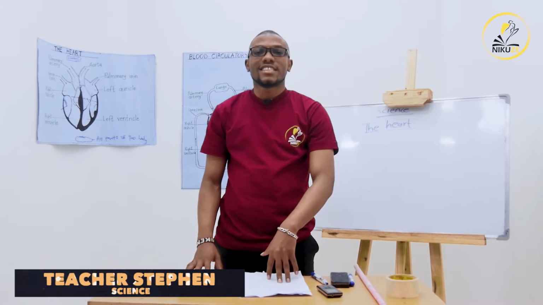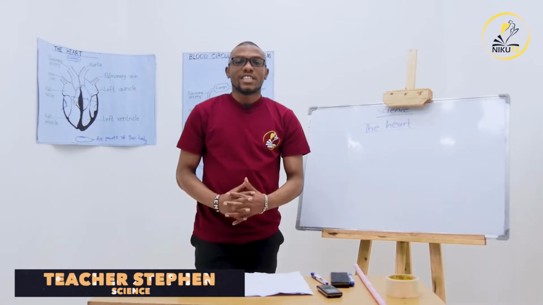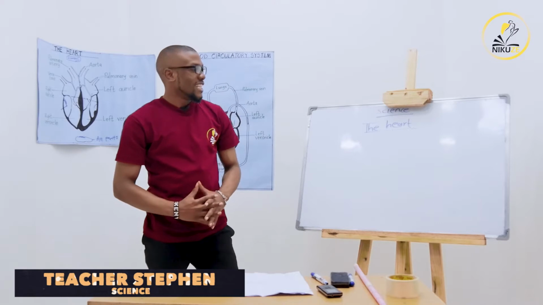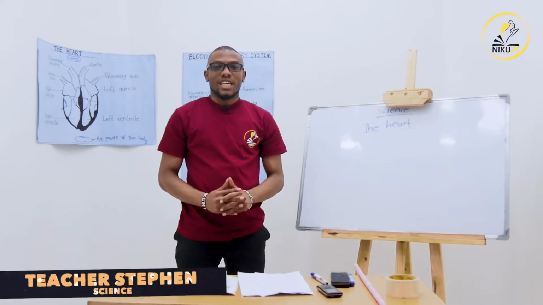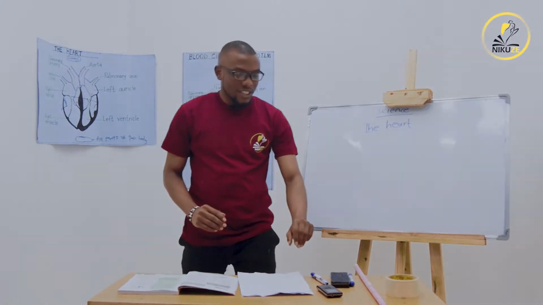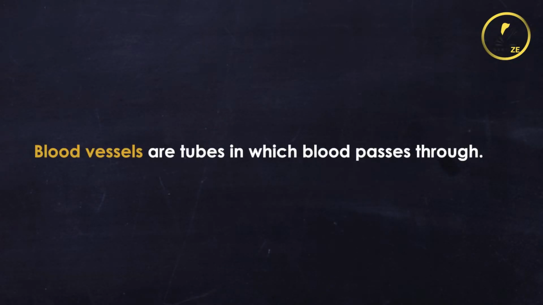This is a science class. Remember, we are still looking at the human body. In our last class, we looked at the blood vessels and we said that these are the tubes through which blood flows. These are the tubes which transport the blood to various parts of our body.